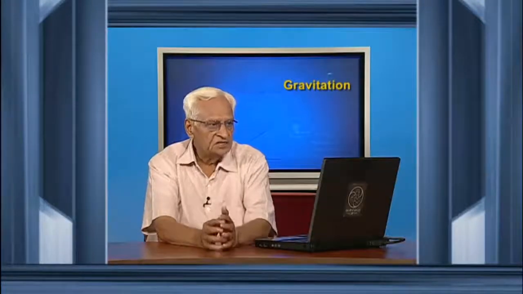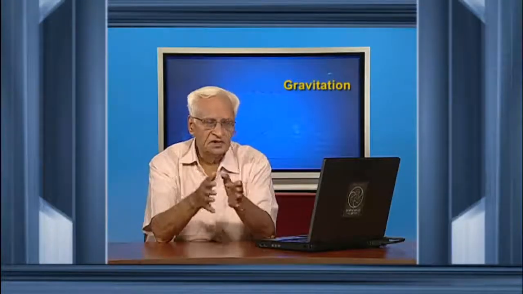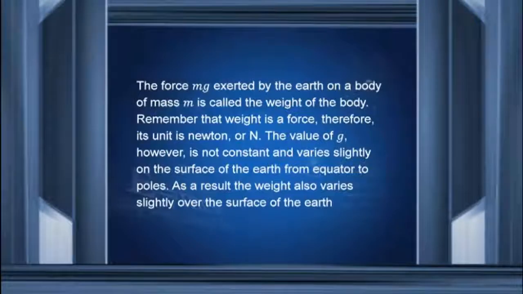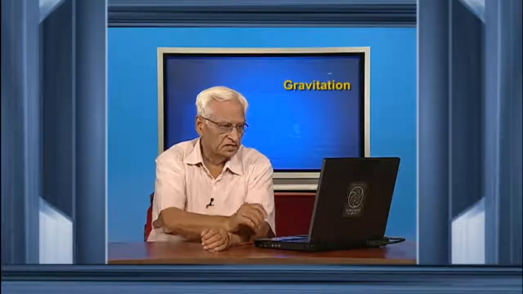The force mg exerted by the earth on a body of mass m is called its weight. Remember that weight is a force. Therefore, its unit is Newton or capital N. The value of g, however, is not constant and varies slightly on the surface of the earth from the equator to the poles. I shall show you in a minute. As a result, the weight also varies slightly over the surface of the earth, only slightly, not very much.